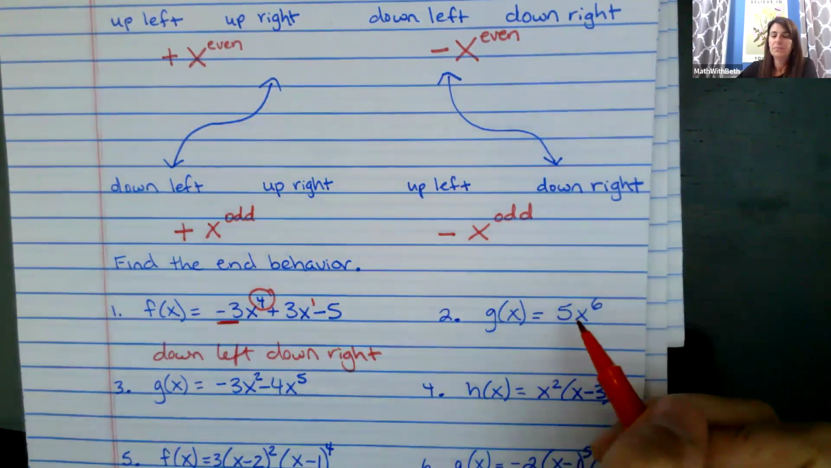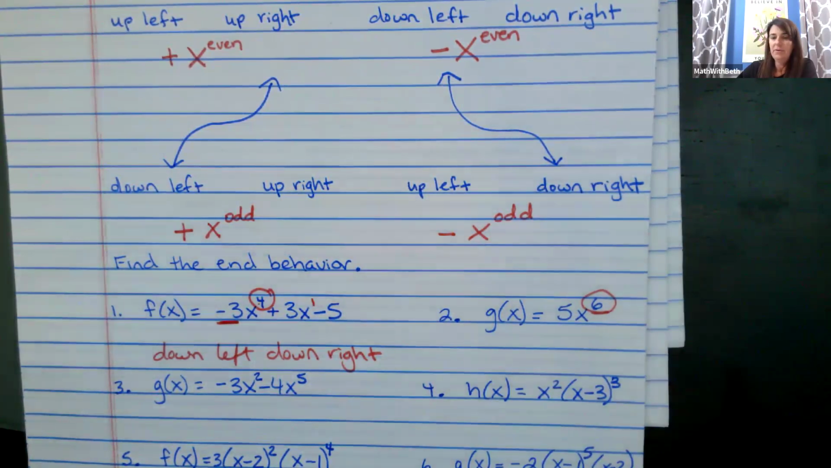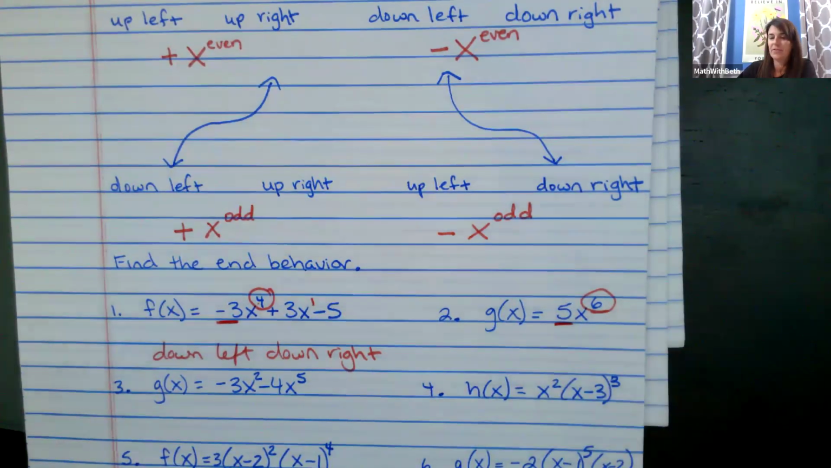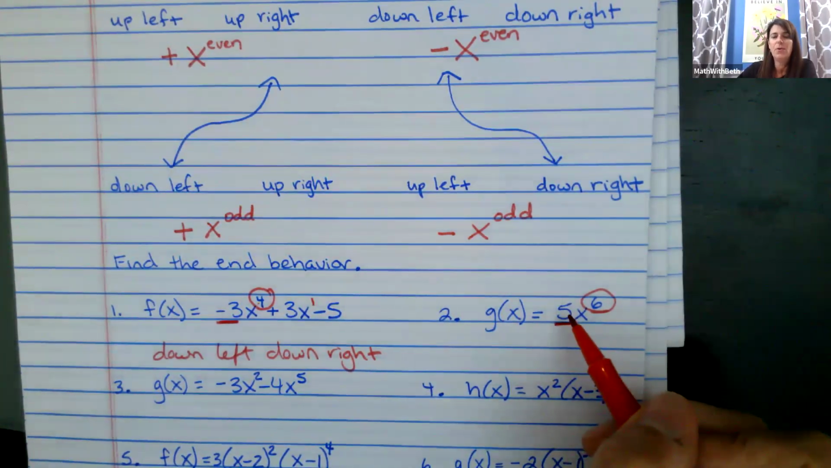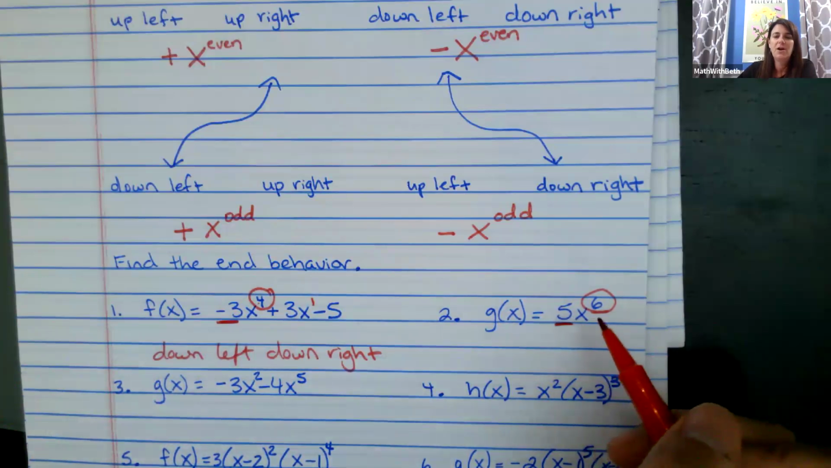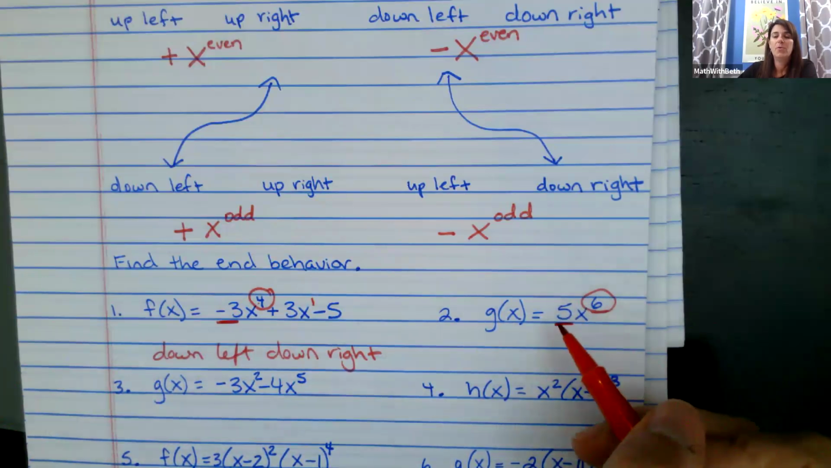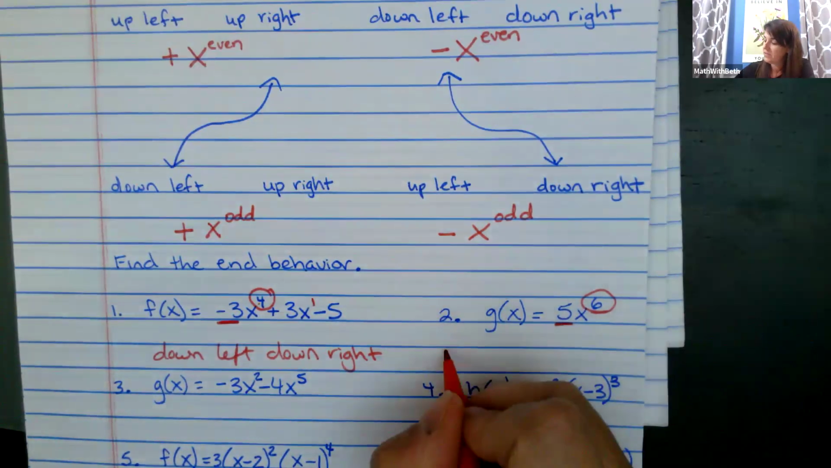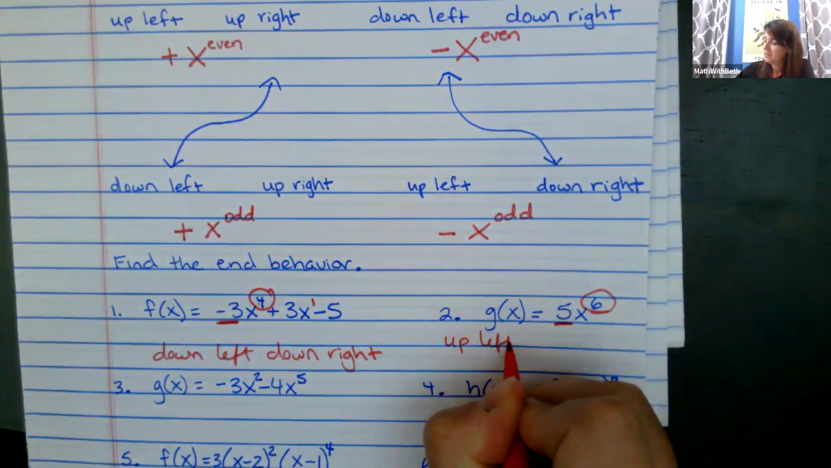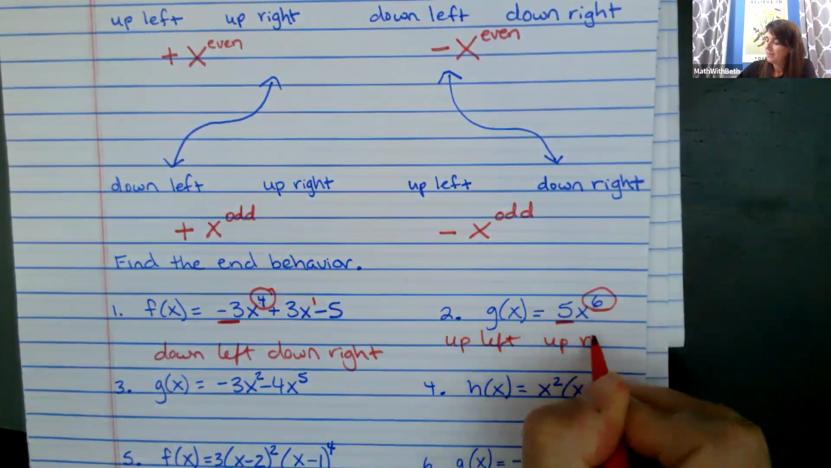Let's look at number 2. Also even, but a positive in front. Do you see that it doesn't matter if this is an even or an odd number? Make sure you're looking at two different things. To tell if it's even or odd, we're looking at the highest power. And then we're looking at the number in front of that to see if it's positive or negative. So this one is positive and even, so it's up left and up right.